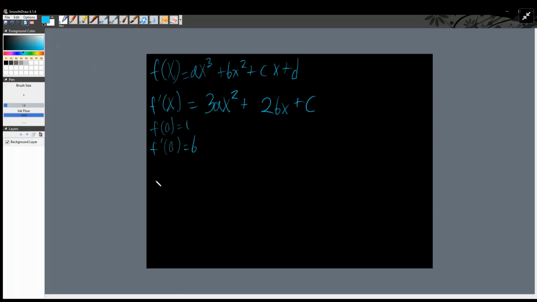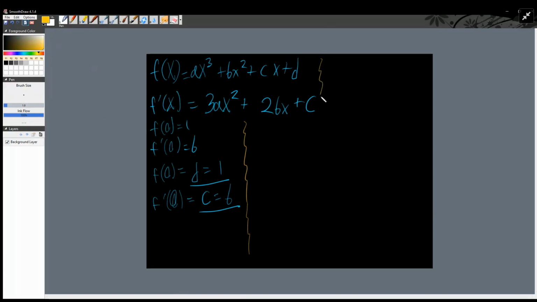Already, if f of 0 equals 1, then we plug in 0 for all these x's, and we're left with f of 0 just being equal to d, which is also equal to 1. So d equals 1. Now, f prime of 0: we have a 0 throughout here, and we're just left with c equals 6. Pretty simple so far. I'm going to change colors because now we're getting to the trickier parts.